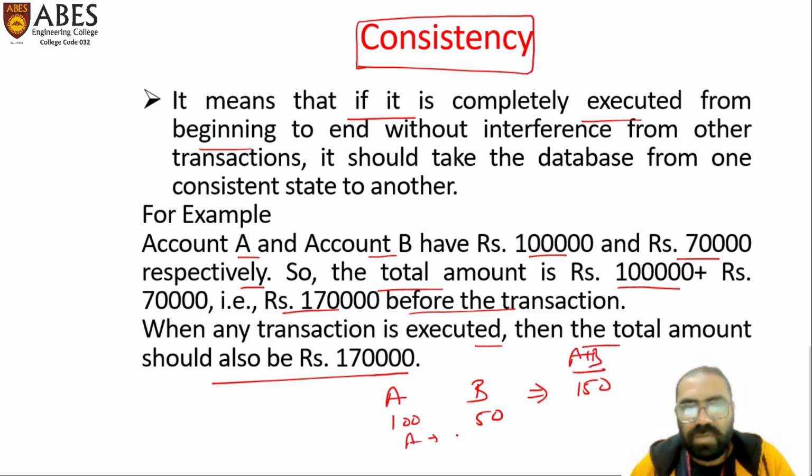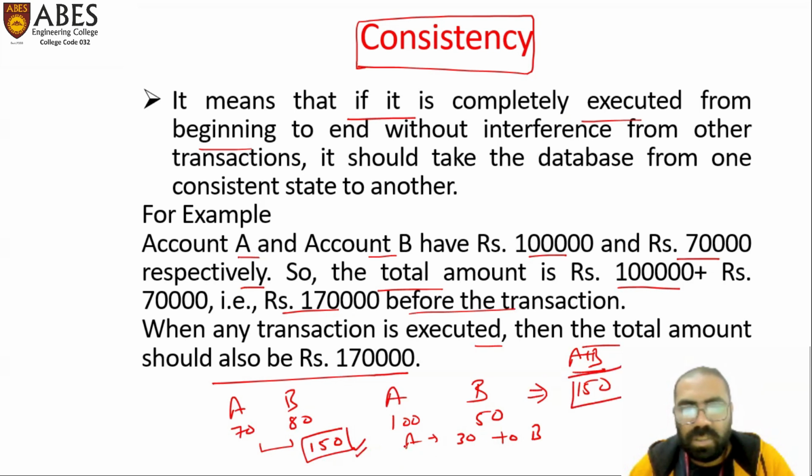Now A is transferring 30 to B. So what does A become? A becomes 70 and B becomes 80. Now if you add these two, what is the sum? 150. So this is after the transaction, and this is before the transaction, and the sum is 150.